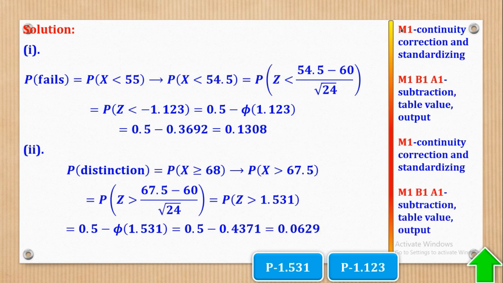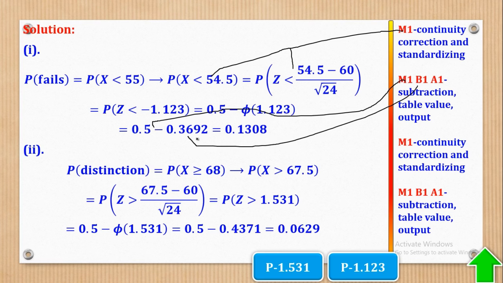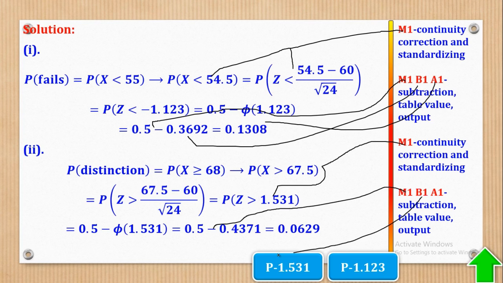So M1 for continuity correction and standardizing, then M1 for this subtraction, B1 for this table value reading it correctly, and A1 for the output after subtraction. M1 for continuity correction and standardizing, M1 for this subtraction, B1 for that table value, and A1 for the output after subtraction.